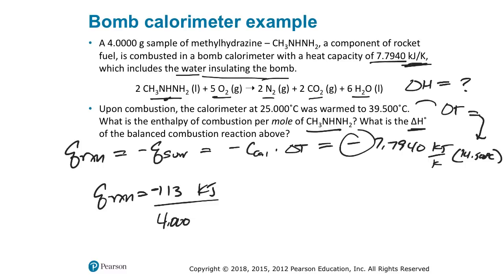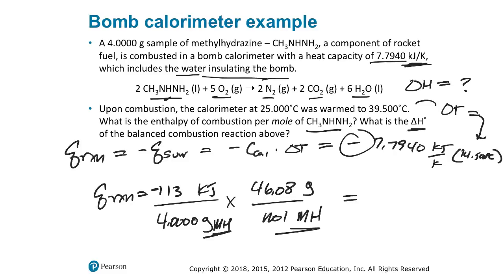So we put 4 grams down below as a ratio of the heat per gram. And then we can use the molar mass. The molar mass here would be 12.01 for the 1 carbon, plus 14.01 times the 2 nitrogens, plus 1.008 times the 6 hydrogens. That gives us a mass of 46.08 grams per mole of methyl hydrazine. So grams of methyl hydrazine, molar mass of methyl hydrazine. This would be the first number that we're looking for.